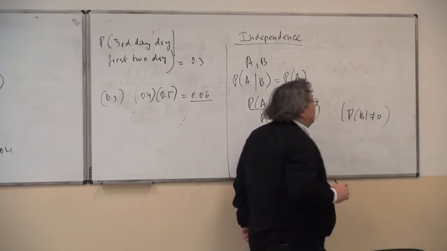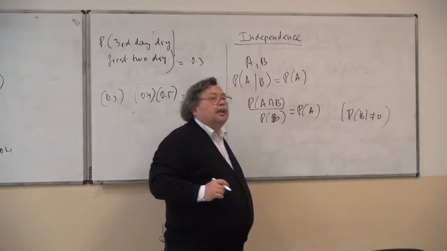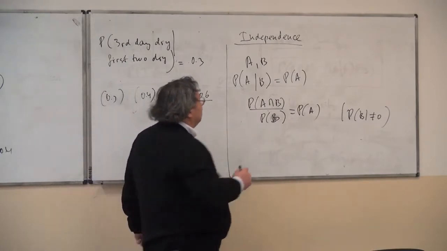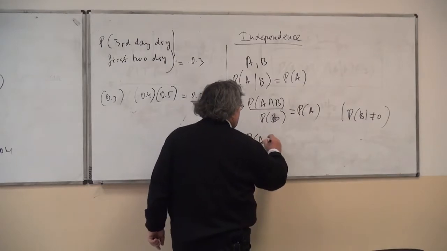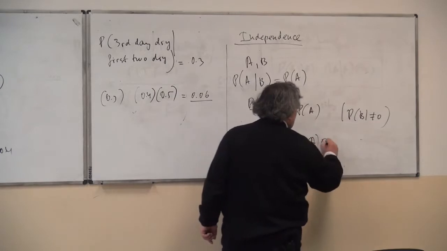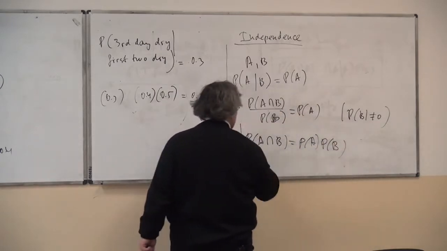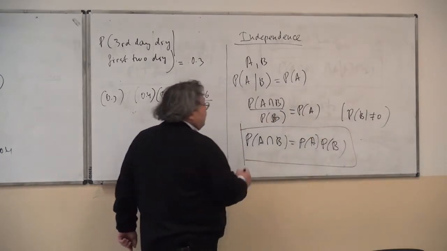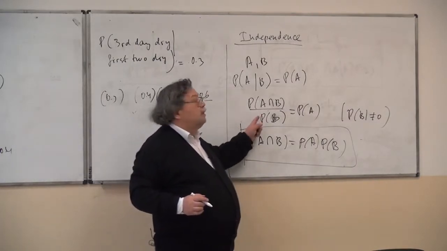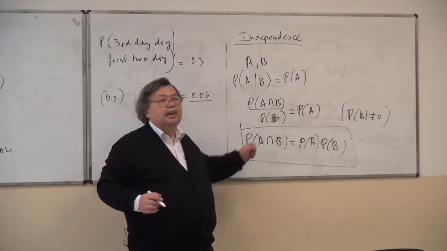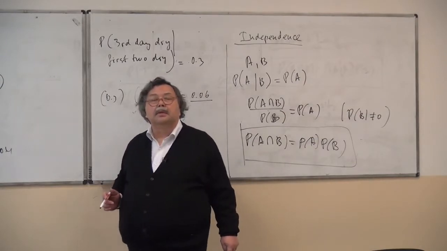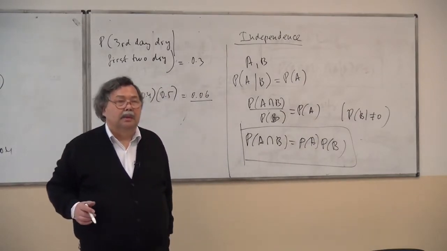Okay, this is a restriction. And we get a more general formula if we multiply each side by the probability of B, and then we get this. Well, these two formulas are almost equivalent, but this one doesn't work if the probability of B is 0, and this one can be applied to any events, including events that have 0 probability.